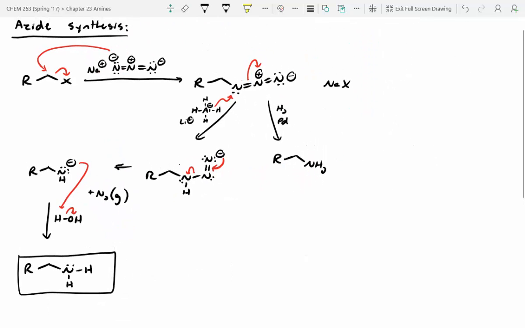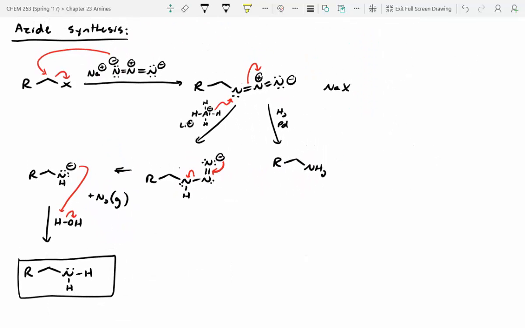So either reduction condition will work. You can do hydrogen and platinum or palladium, or you can do an LAH reduction. Either one's fine. Oftentimes your choice of reducing conditions depends on whether or not you've got double bonds present, right? If you've got double bonds present, you don't want to use the hydrogenation conditions. However, if you don't have them present, sure, why not? It's pretty easy to do the hydrogenation reaction. Like I mentioned though, this reaction is not popular.